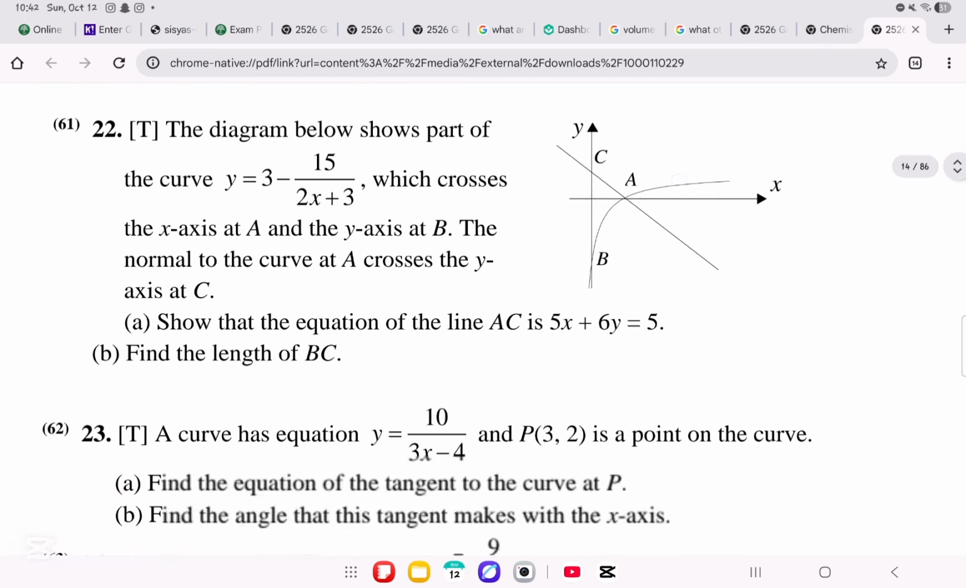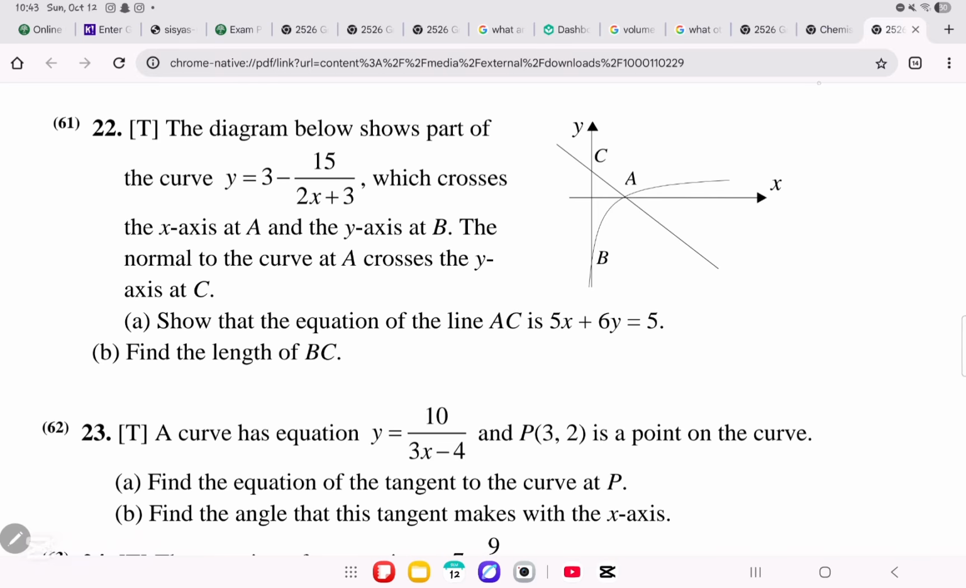The diagram below shows part of the curve y equals 3 minus 15 over 2x plus 3, which crosses the x-axis at A and the y-axis at B. The normal to the curve at A crosses the y-axis at C. Show the equation of the line AC is 5x plus 6y equals 5. So AC, 5x plus 6y equals 5.